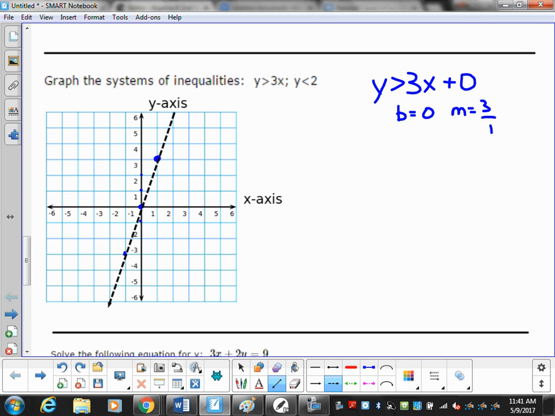Next piece, it does say that y is greater than 3x, and so that's going to be above. In this case, above goes up to the left. And so there's my shading for that one.